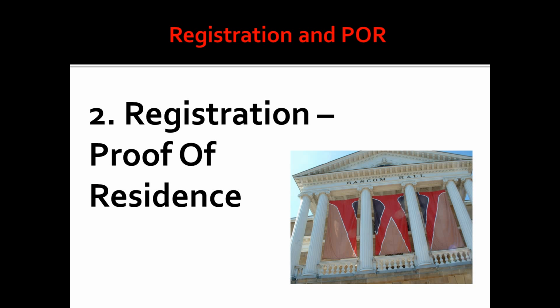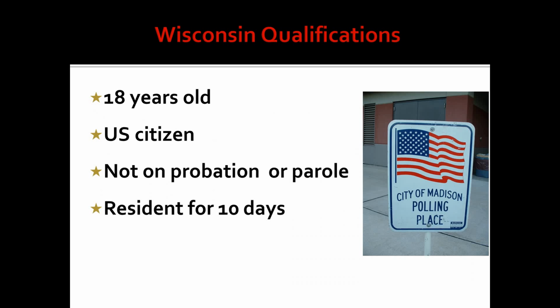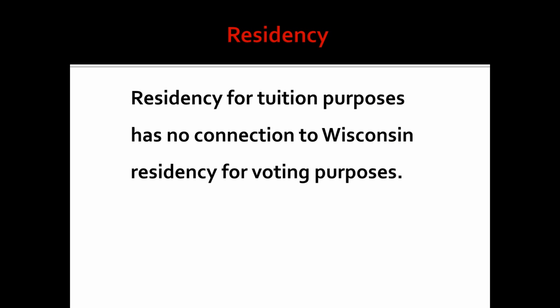Student number 2 comes to vote, but first needs to register using their current Madison address. In Wisconsin, a voter must be 18 by Election Day, a U.S. citizen, not on probation or parole, and a resident for 10 days. For students, residency for tuition purposes has no connection to Wisconsin residency for voting purposes.